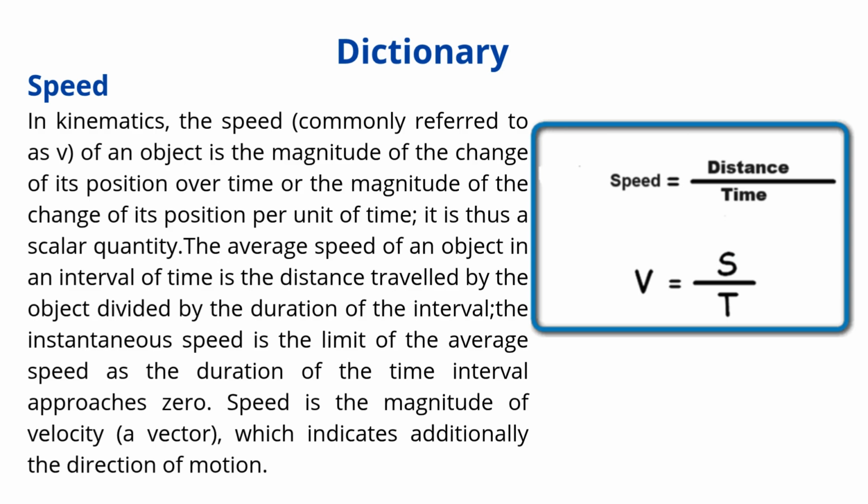Speed. In kinematics, the speed of an object is the magnitude of the change of its position over time or the magnitude of the change of its position per unit of time. It is thus a scalar quantity. The average speed of an object in an interval of time is the distance traveled by the object divided by the duration of the interval. The instantaneous speed is the limit of the average speed as the duration of the time interval approaches zero. Speed is the magnitude of velocity, which indicates additionally the direction of motion.